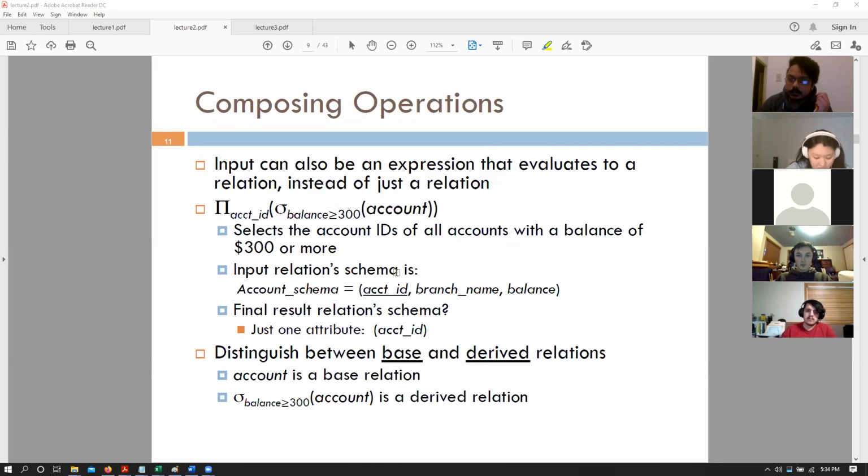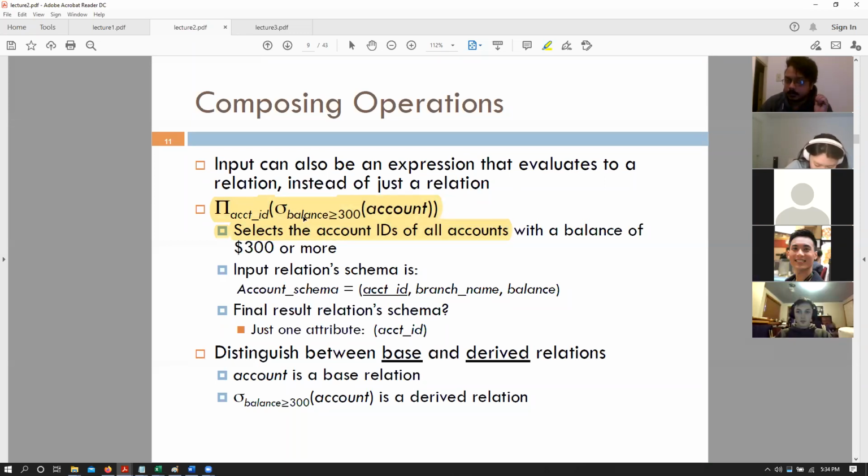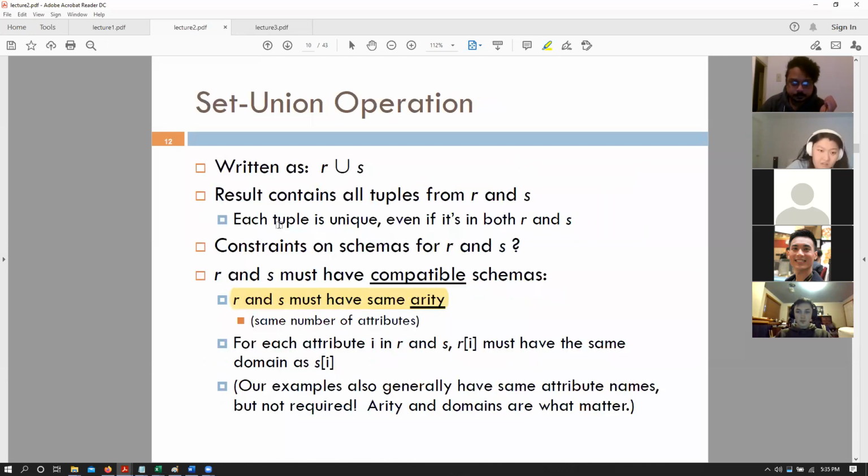Okay. And again, any of those operations can be composed together to form more complex relations. So for example, what would this particular operation do? Select all rows that have a balance of greater than 300. And then from that set of rows, project out the account IDs. So this would actually give me the account IDs of all people that have a balance of greater than or equal to 300, right? Okay.